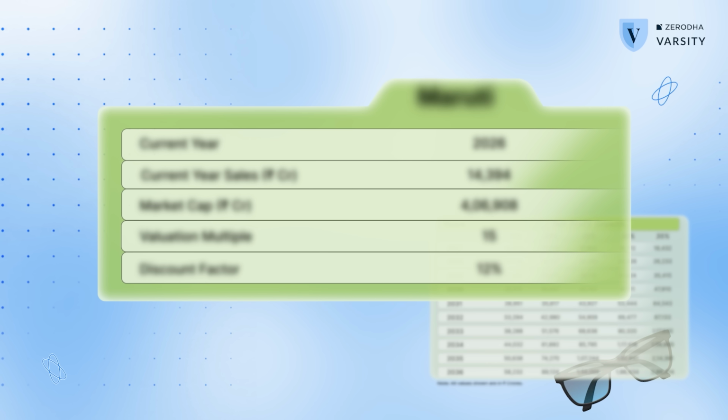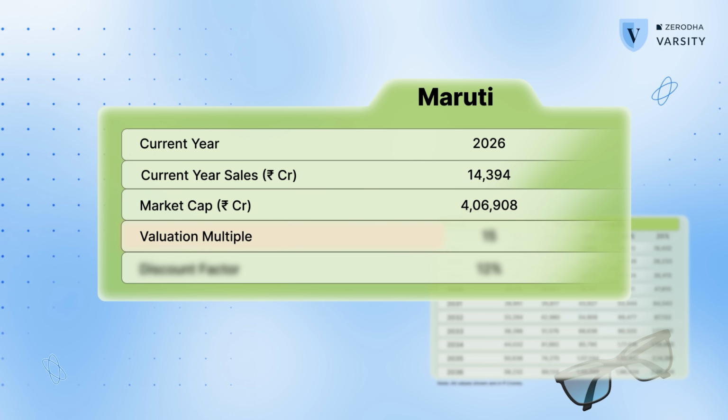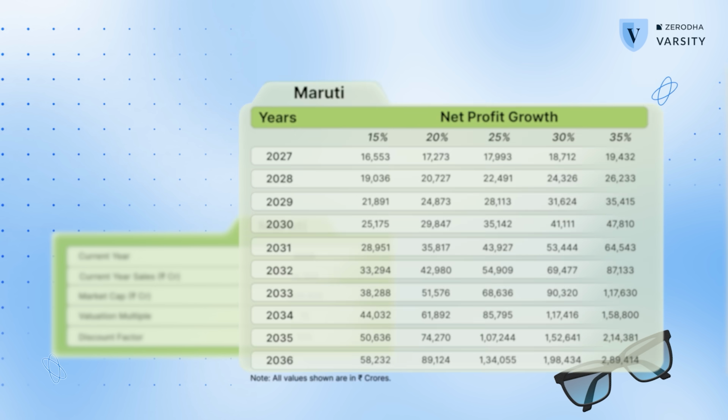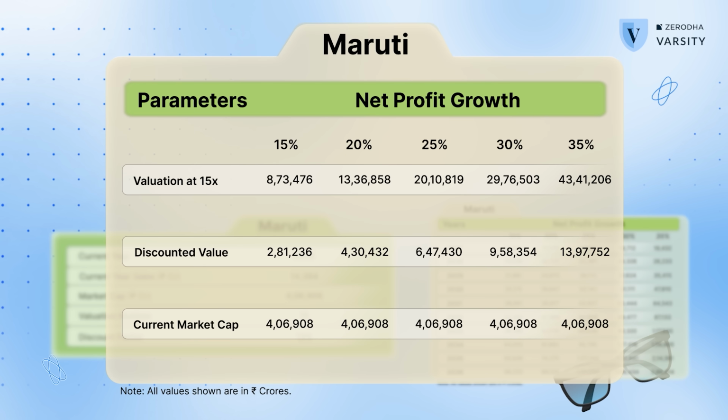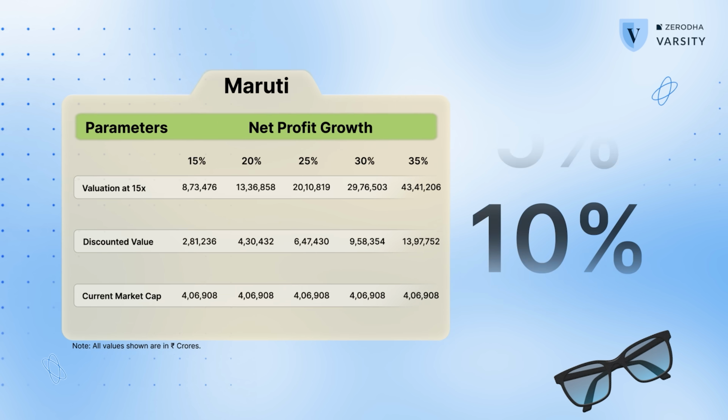As an example, I have Maruti Suzuki's numbers and I've taken 2026 net profit numbers, that is 14,394 crores. I have a valuation multiple of 15 times and a discount rate of 12%. With these numbers, as you can look at the Excel sheet, I can clearly see that the market is valuing Maruti between 15 to 20% earnings growth, perhaps at 18%. If you think this is reasonable valuation, sure, go ahead and dig further before you decide to invest.